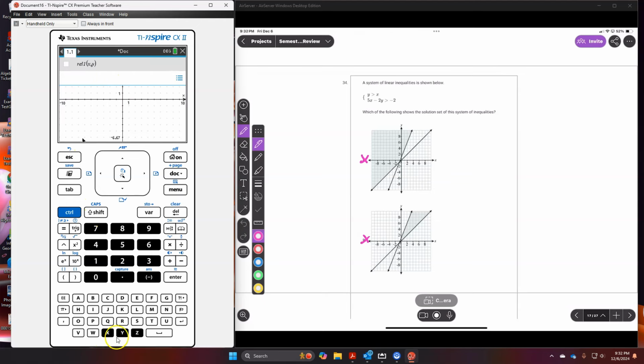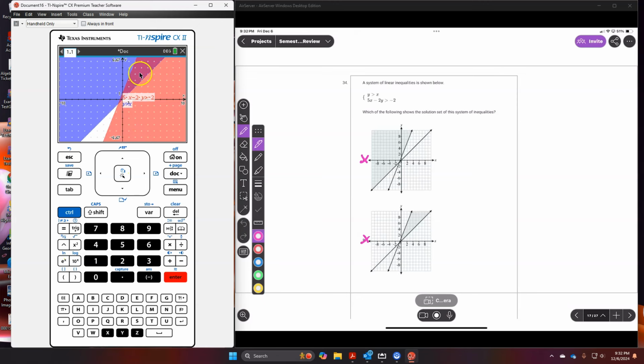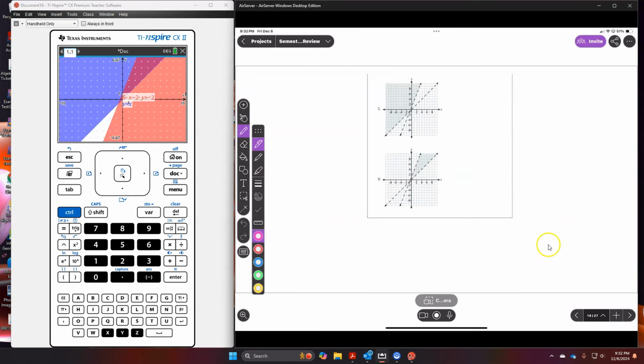So we have y, and then we have control equals is greater than x, enter. And then the other one is go to menu, graph entry, relation. So we have 5x minus 2y is greater than negative 2. So the answer will be this part right here, the fuchsia part. So the answer is not in the blue and it's not in the pink. It's going to be in the fuchsia. So your answer is D.